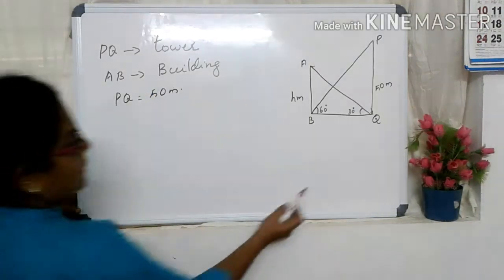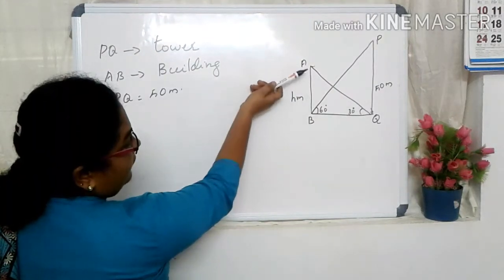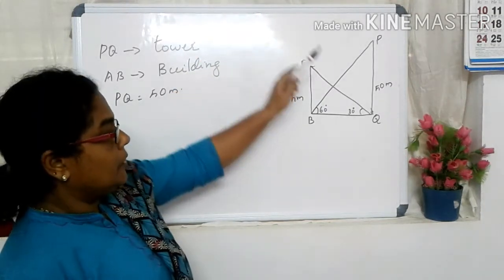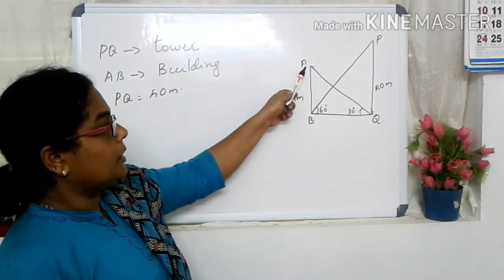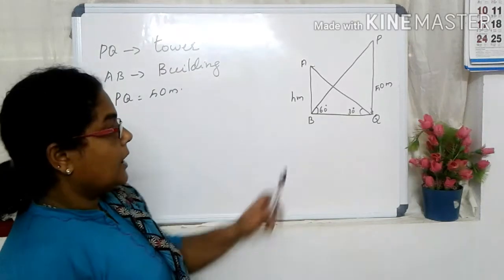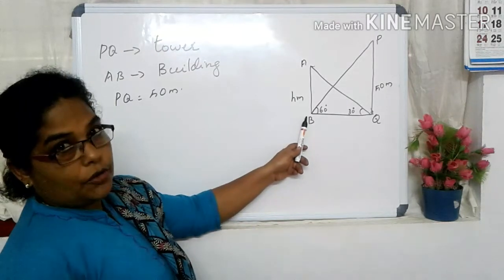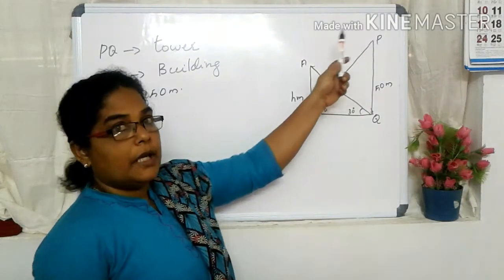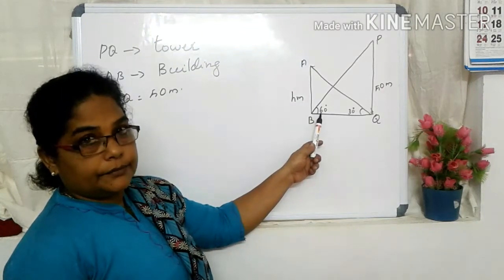And the question says that from the foot of the tower, the angle of elevation to the top of the building, we know this is the top of the building. So a person is standing at the foot of the tower and looking at the top of the building at an angle of elevation of 30 degrees. And at the same time, another person is standing at position B and looking at the top of the tower at an angle of elevation of 60 degrees.